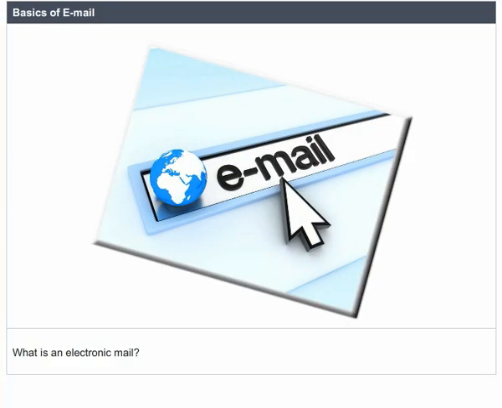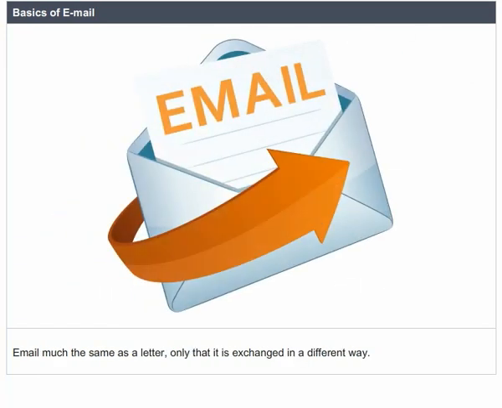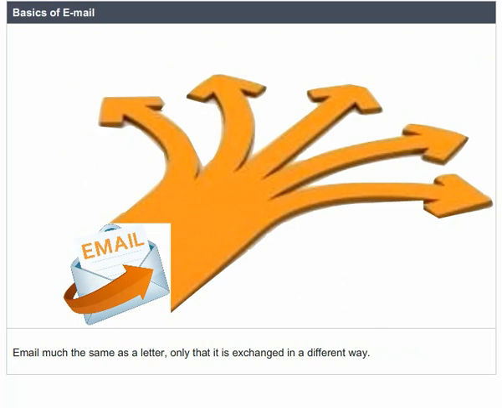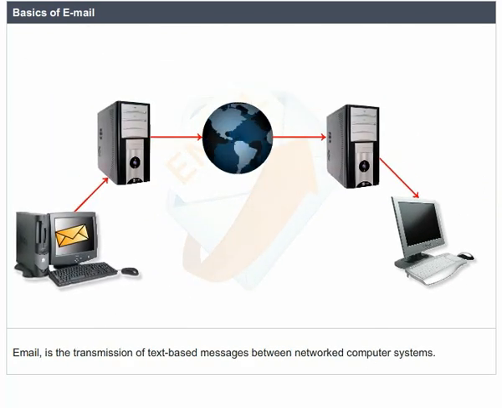Basics of email. What is an electronic mail? Email is a method of exchanging digital messages designed primarily for human use. Email is much the same as a letter, only that it is exchanged in a different way. Email is the transmission of text-based messages between network computer systems.